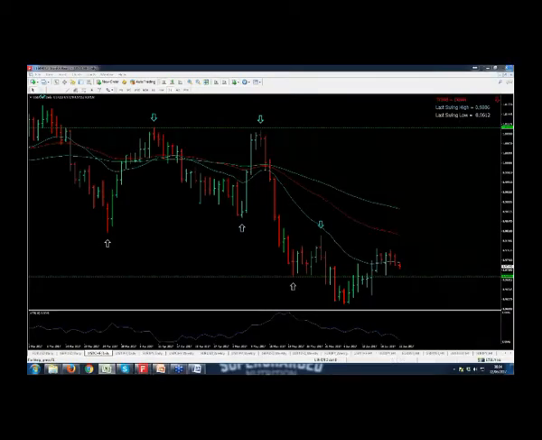Live trading room. So we are running a couple of swing trades at the moment, and they're around about their entry points. And so I just want to show you exactly what it is that we're doing.